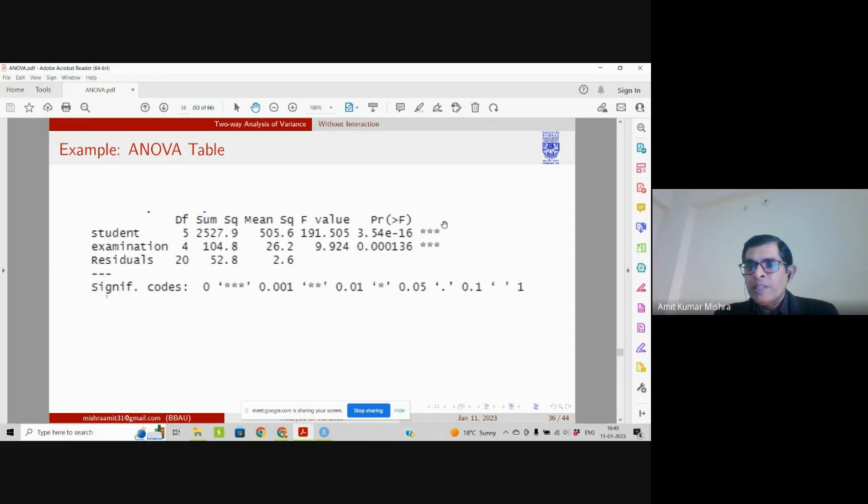So you can see 3 stars here. 3 stars indicates that the p value is almost 0 and it is highly significant. That means you reject your null hypothesis. And what was your null hypothesis? That there is no impact of students on the marks, and there was no impact of the examination on the marks. Now we can say that there is an impact of the student as well as the examination on the marks. That we are actually getting here. We are rejecting it. Okay. Now we will show you this in R.